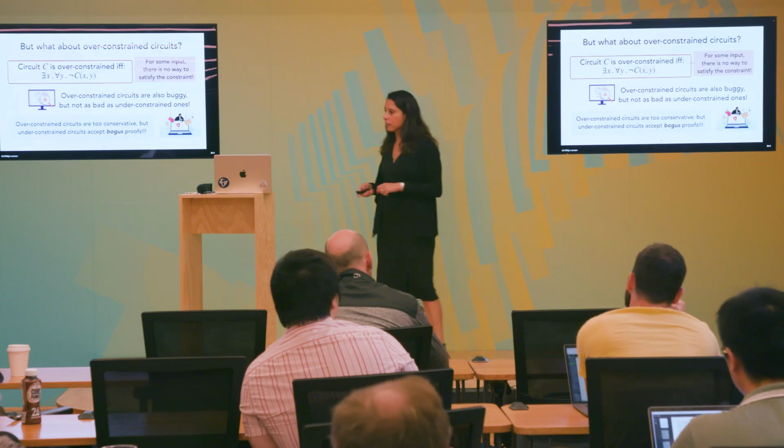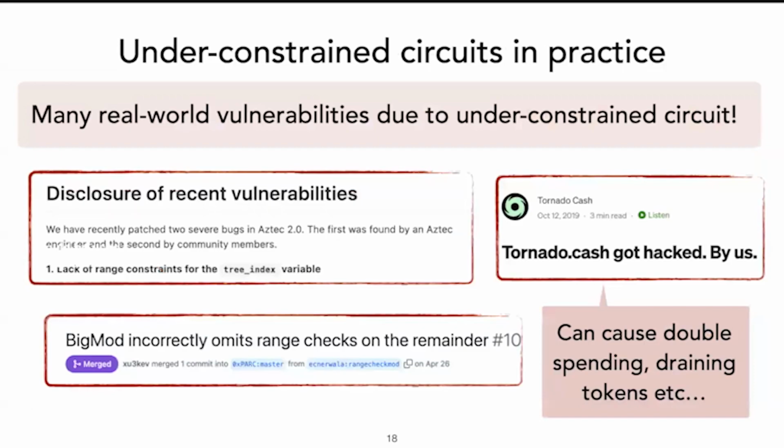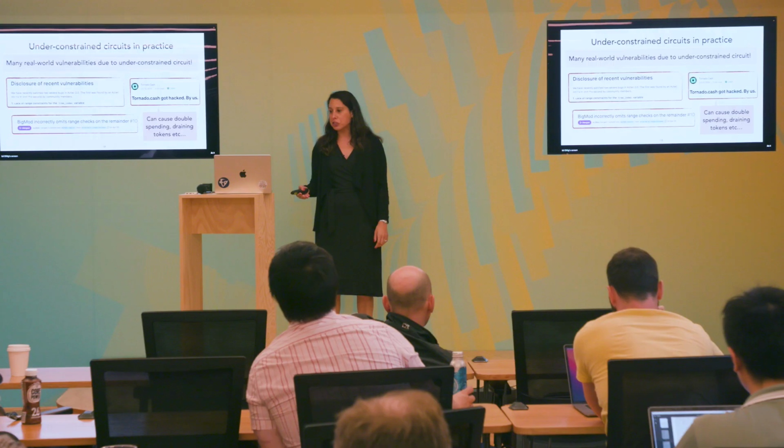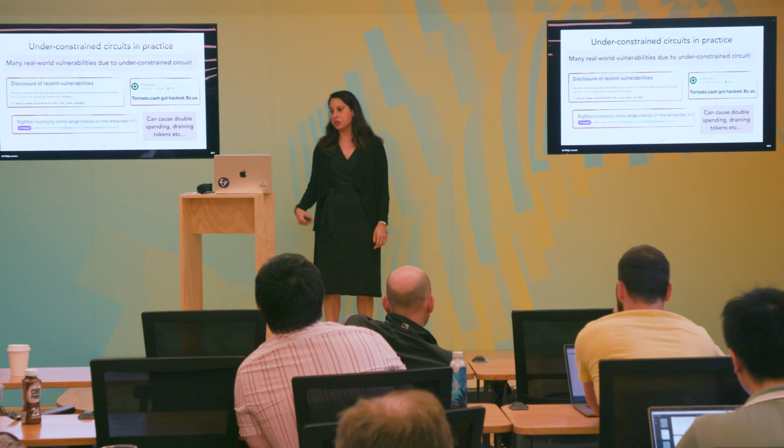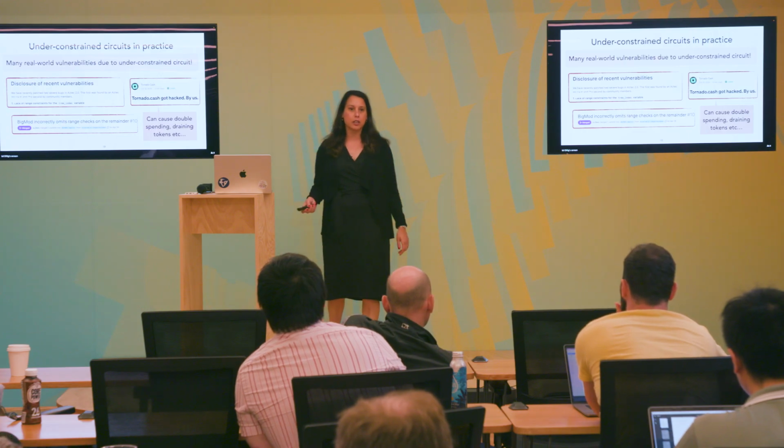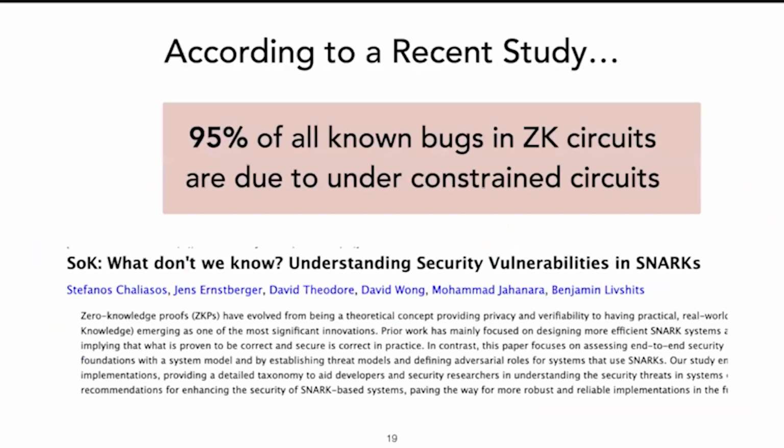Yeah, exactly. And by the way, I just want to make it clear that I'm not making this up. This is not just an academic problem. Under-constrained circuits are actually a real cause of vulnerabilities in practice. If you go and look, there are a bunch of vulnerabilities caused by circuits being under-constrained, and they can cause a bunch of headaches and result in serious issues like draining tokens from an account, double spending, and so on.